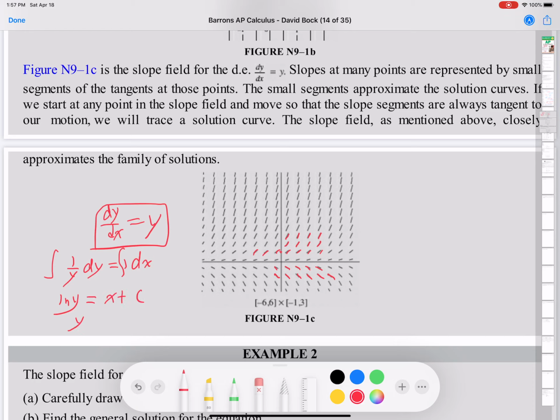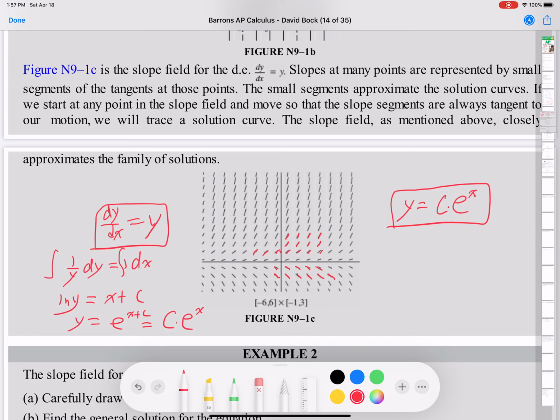So y equals e to the x plus c, which means c times e to the x. This is the original function, y equals c times e to the x. This is the original function we found from that differential equation.